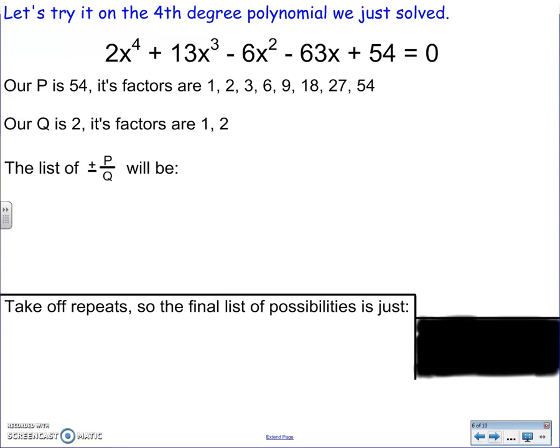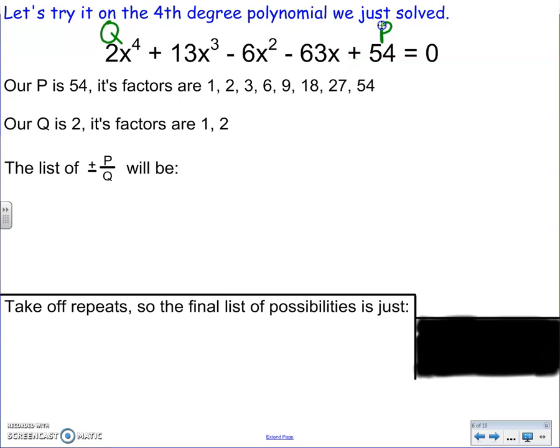So notice our p is 54. That's the last term. And our q is 2. We have to figure out what the factors of 54 are. What times what is 54? So we have 1 times 54, 2 times 27, 3 times 18, 6 times 9. Those are all the factors. Don't even worry about the signs. Like say this was negative 54, don't worry about it. The plus or minus takes care of itself.